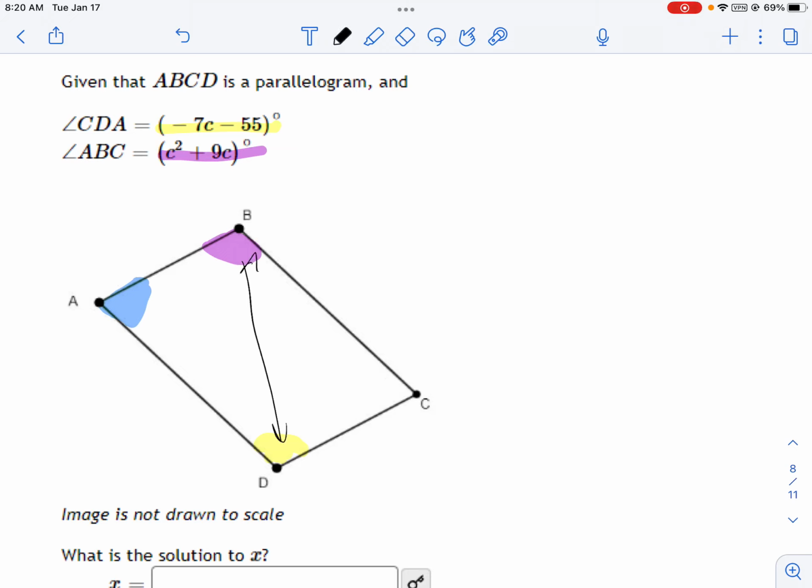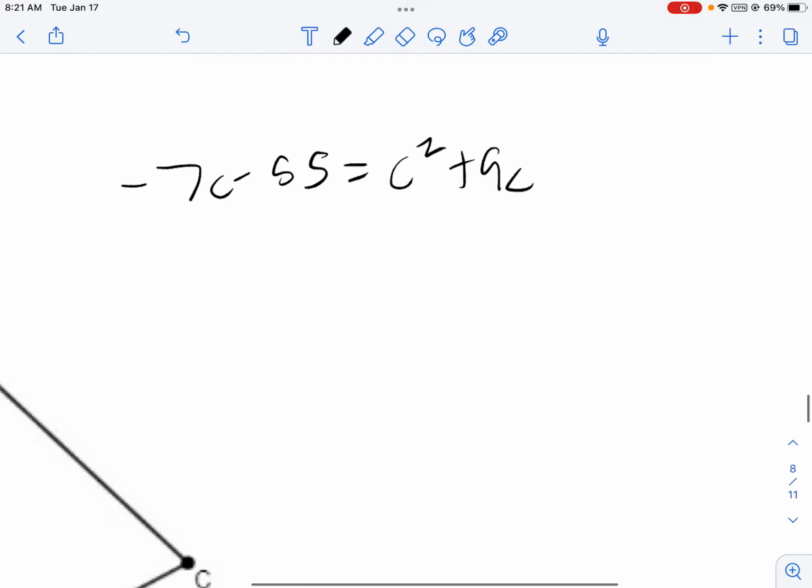Which means that negative 7c minus 55 equals c squared plus 9c. There you go, that's the relationship. They're congruent, that means they're equal to each other. Set them equal to each other. Now you have an equation you can solve. As soon as you see a c squared, hopefully bells are ringing that you have one of three options. You can either one, factor, two, use the quadratic formula, or three, complete the square. Now, personally, I like factoring.